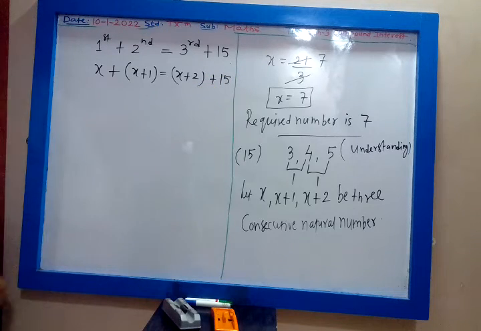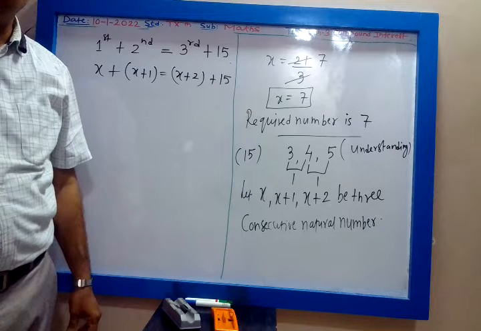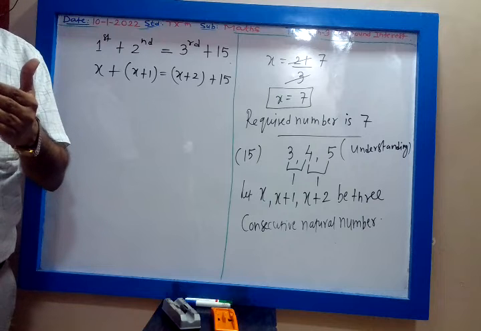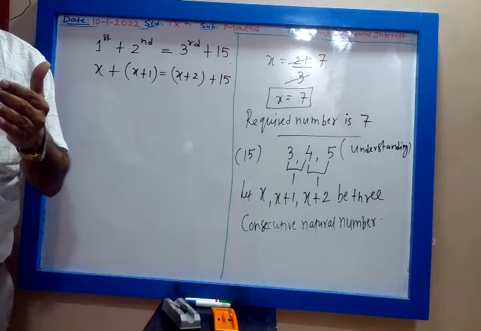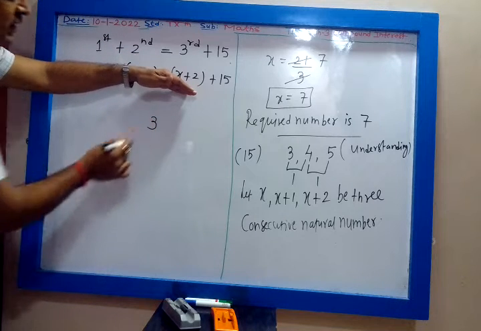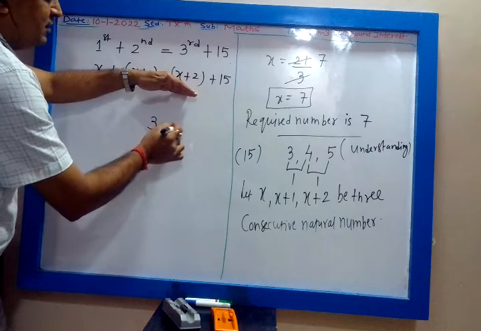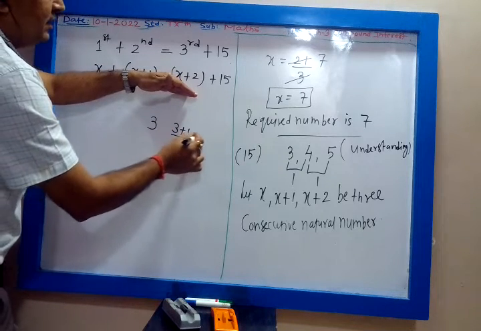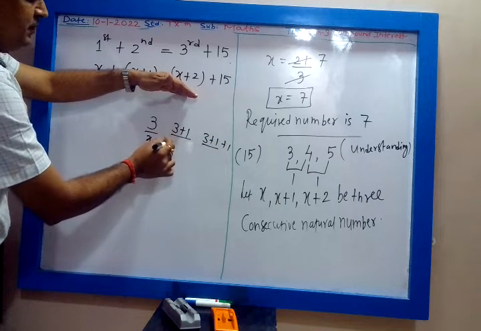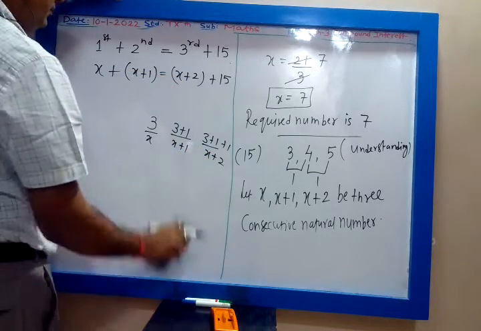Why? Because see, the difference between three consecutive natural numbers: if you have the natural number 3, how will you get the next natural number? By plus 1. So that is 3 plus 1, and the next by adding 1 again. So if this is my x, what will this be? x plus 1. What will this be? x plus 2. Understood?